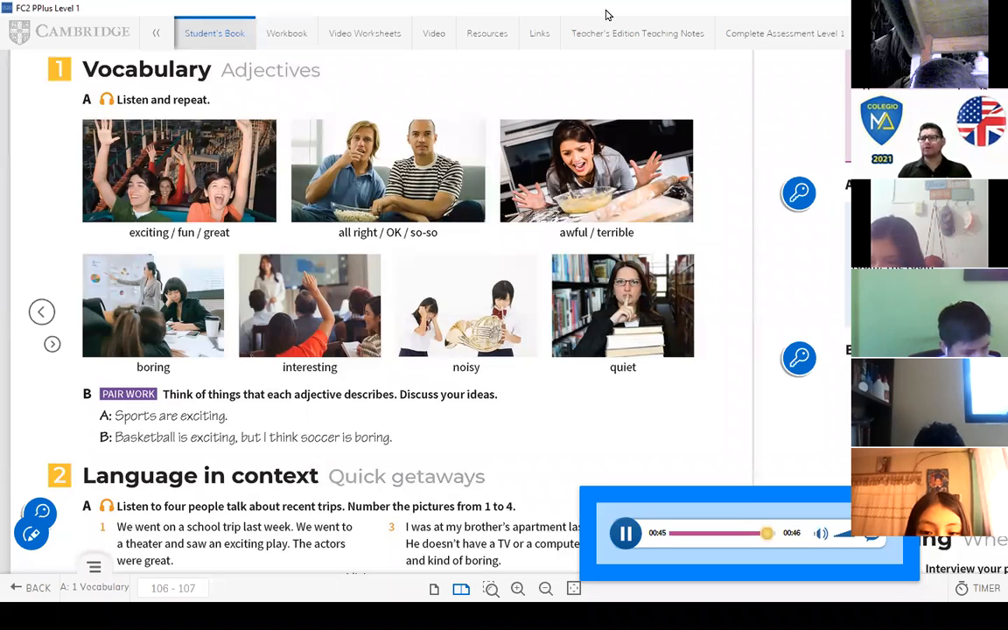Okay, so here we have some adjectives, right? For example, here that says exciting, fun, great. No es como decir emocionado, divertido, grandioso, ¿no? This moment. You can describe. Un adjetivo que puede describir a esta imagen podría ser esto, cualquiera de estos. Exciting, fun, great, ¿no? De igual manera, on this part we have all right, okay, so-so, ¿no? Como que todo está bien, okay, all right, ¿no? Okay, so-so, ¿no?